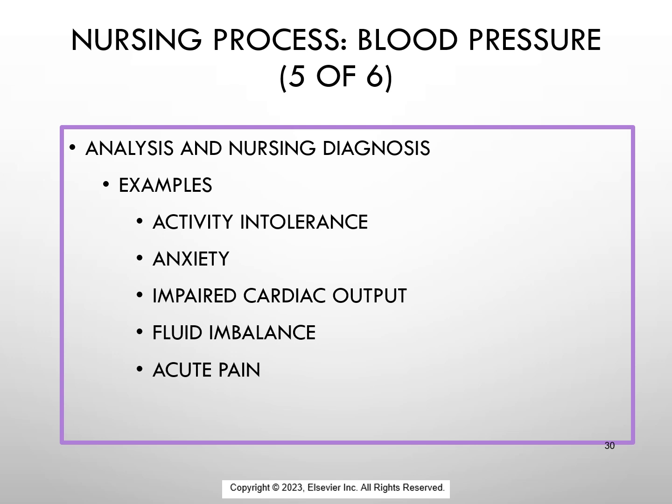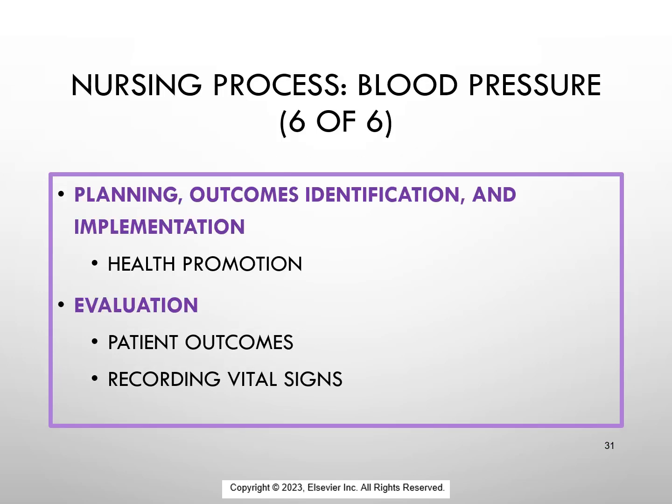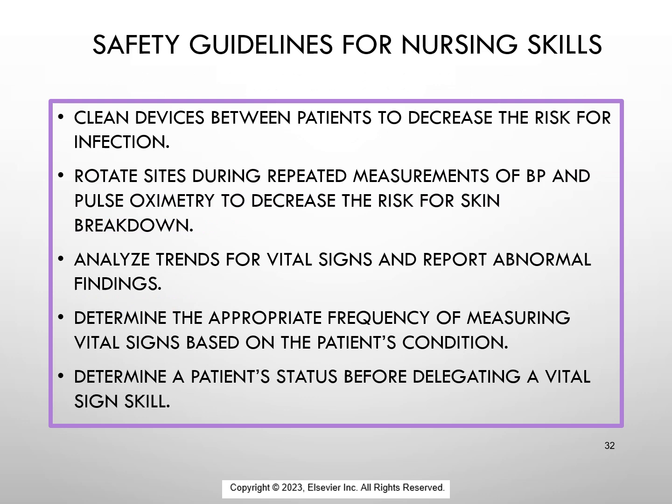Different things again that affect your blood pressure. Didn't we talk about this? Anxiety, fluid imbalance. All right, safety guidelines. Make sure you clean your devices between patients so you can decrease the risk of transmitting infection. Rotate sites during repeated measurements of blood pressure. So if you take a blood pressure on one arm and it just doesn't seem right, and you have to take the blood pressure again, you need to switch to the other arm. You don't want to keep doing repeated measurements in the same place.